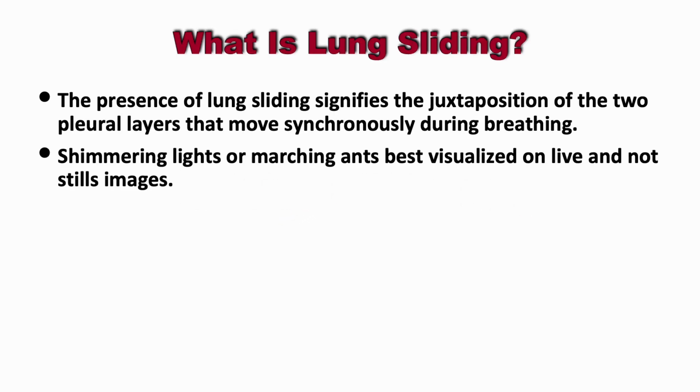Lung sliding. What is lung sliding? Lung sliding signifies the juxtaposition of the two pleural layers that move synchronously during breathing. They are visualized as shimmering lights or marching ants, best visualized on live and not still images.